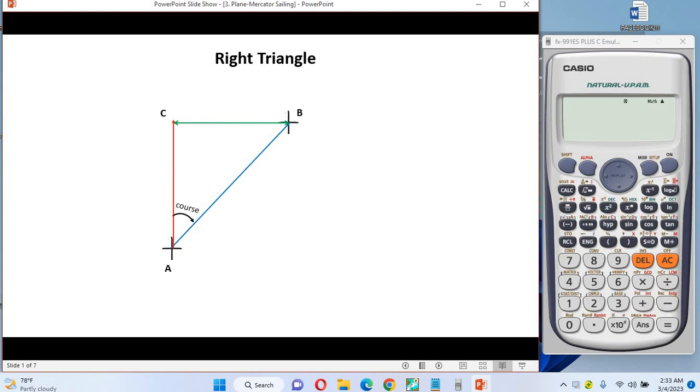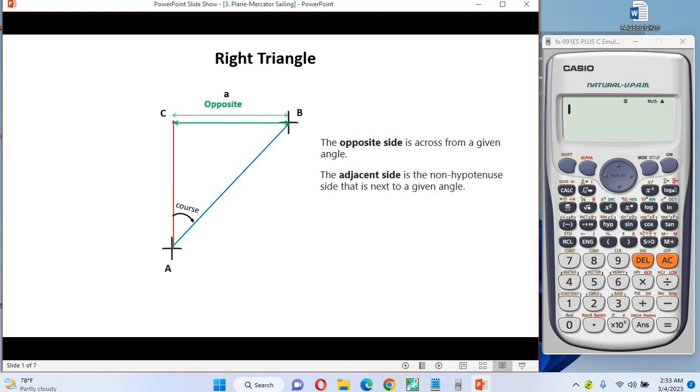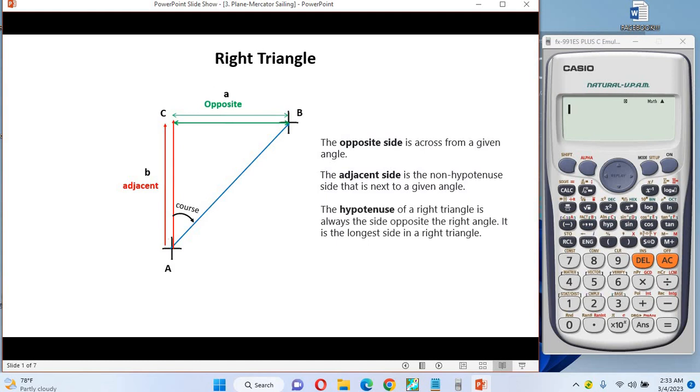That's angle theta, of course. And of course, the opposite side, which we call side A. And the adjacent side, which we call side B. And the hypotenuse, which we will call side C. Okay, so it is now a right triangle. Now, next slide.